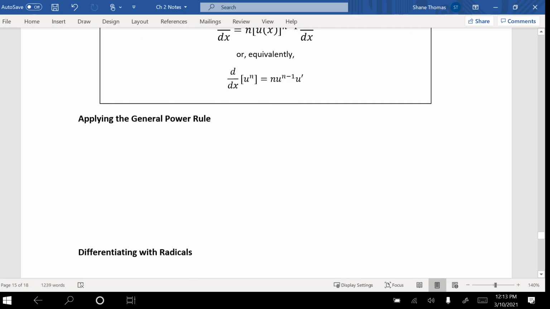All right, so let's apply the general power rule. We're going to do another one, very, very similar. So we've got f of x equals 3x minus 2x squared to the third power.